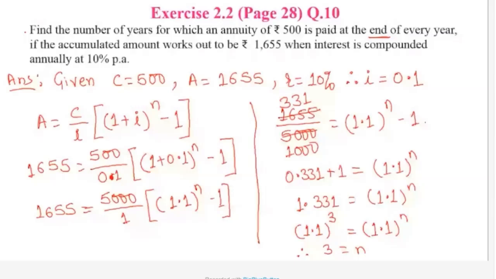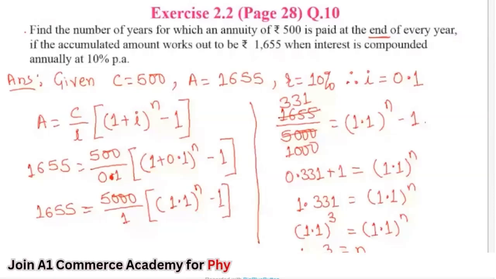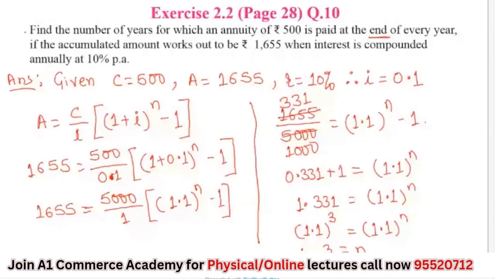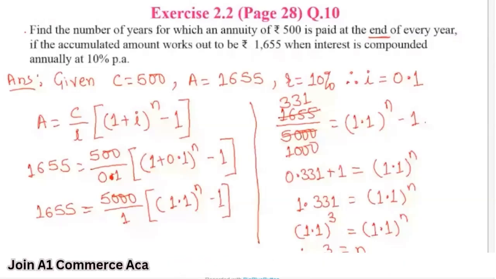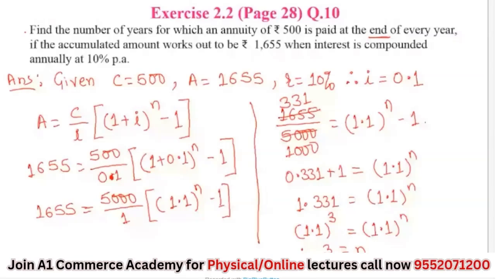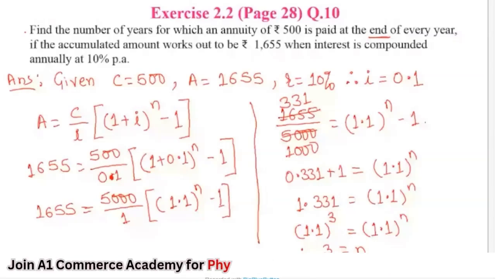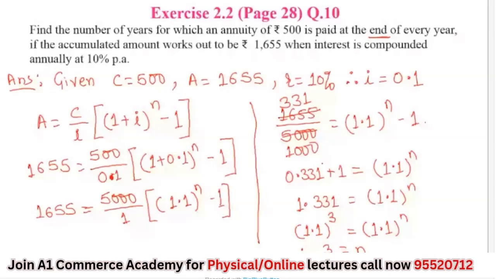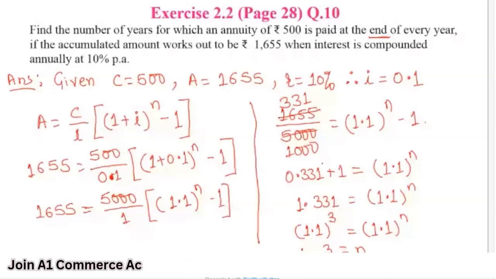Second last step. On the right hand side, it is 1.1 raised to n. So you have to make the left hand side similar, 1.1 raised to something. Shall I move on to the next one? Next sum. Last 3 steps.